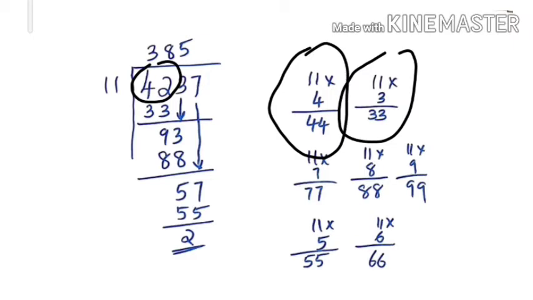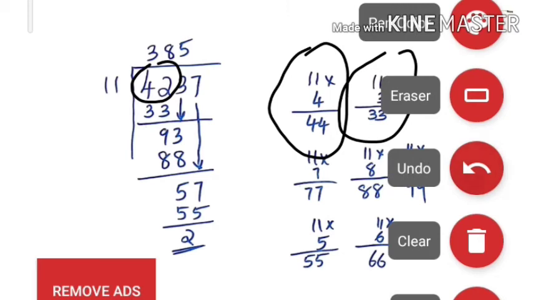Here we need to divide 42 by 11. So there is no 42 in 11th table. So take a number just below 42. That is 33. Here 11 into 3 gives you 33. So write 3 on the top. Now 3 into 11 is 33. Write 33 below 42.